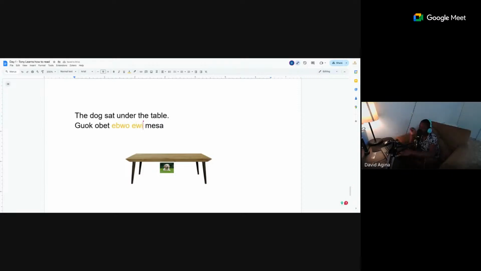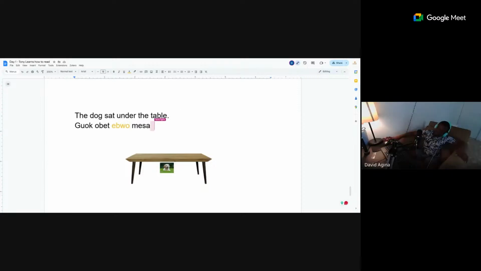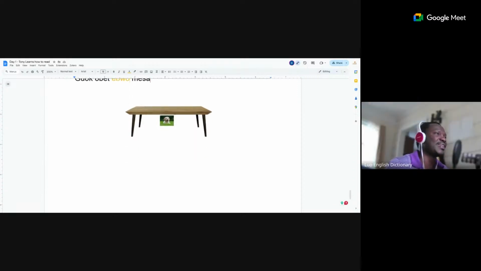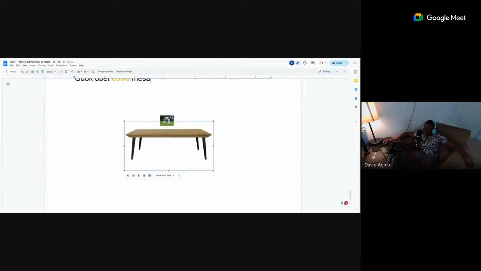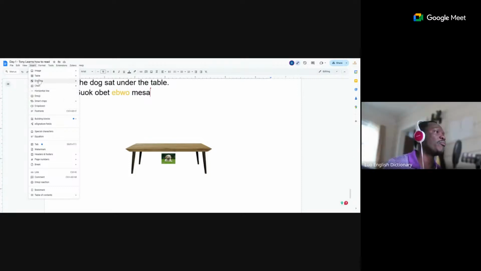Bottom. Under. Okay, we just learned two things. What did we learn? We learned on top of the table and under the table. And how do you say that in Lua? Guok obet e we mesa and guok obet e buo mesa. A buo, not a wo.